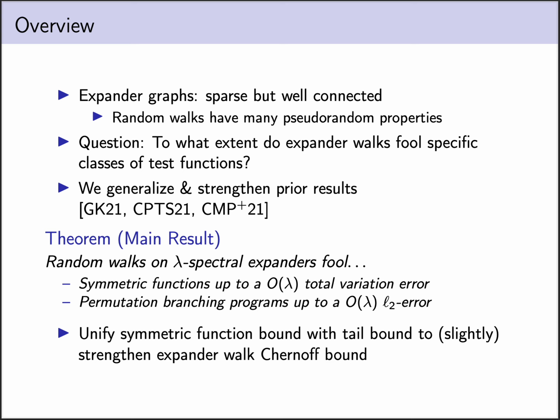For both of these results, we improve upon the prior work. We also show lower bounds to show that these results are tight. And we also show a number of generalizations and strengthenings. For instance, we unify our bound for symmetric functions with a tail bound, so the total variation and tail bound together give a slightly strengthened version of the expander Chernoff bound.